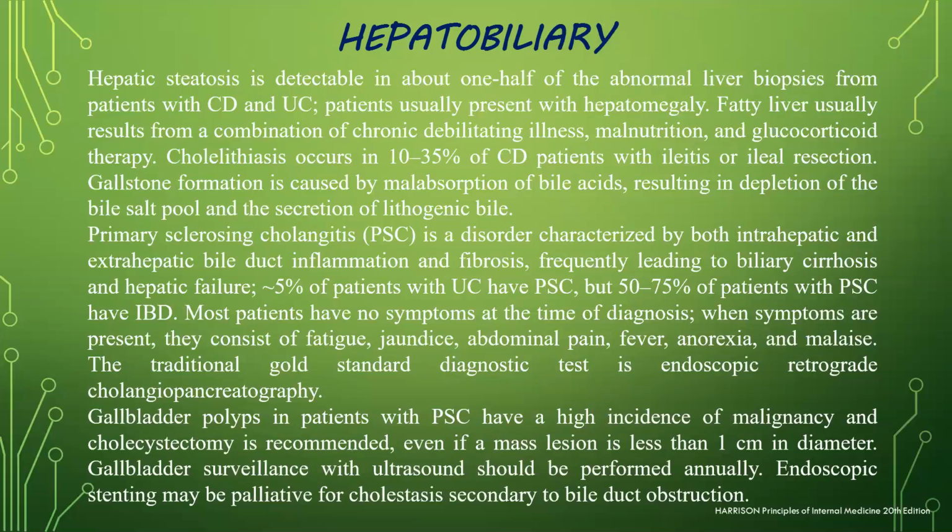Most patients have no symptoms at the time of diagnosis. When symptoms are present, they consist of fatigue, jaundice, abdominal pain, fever, anorexia, and malaise. The traditional gold standard diagnostic test is endoscopic retrograde cholangiopancreatography. Gallbladder polyps in patients with primary sclerosing cholangitis have a high incidence of malignancy, and cholecystectomy is recommended, even if the mass lesion is less than 1 centimeter in diameter.